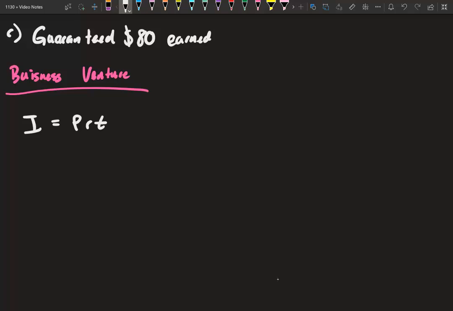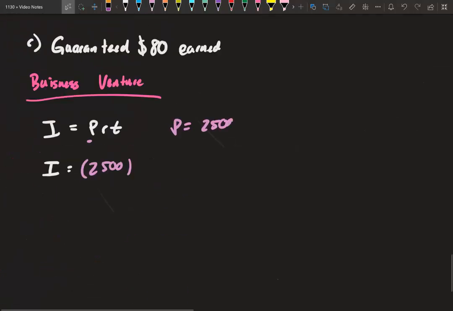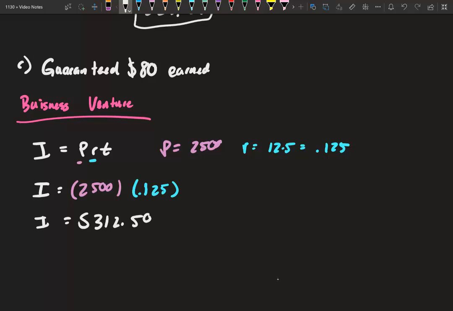All right, so our I, that's what we're trying to find because we want to know how much money we are earning from the interest. Our P, that's 2,500 because that's how much we're putting in. Our rate was 12.5%, which we know would be 0.125, and time is 1. We don't care about 1. So we multiply, and we get $312.50.